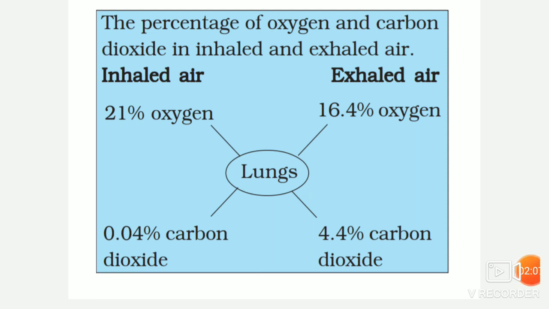Now, when the mechanism of breathing is done, we inhale air, and air contains gases in a fixed percentage. So the percentages of oxygen and carbon dioxide in inhaled and exhaled air are as follows. When inhaled, the air contains 21% oxygen. This oxygen goes to the lungs, from there the exchange takes place and it goes to the cells. After that, the glucose breaks down with the help of the oxygen and is converted into carbon dioxide.